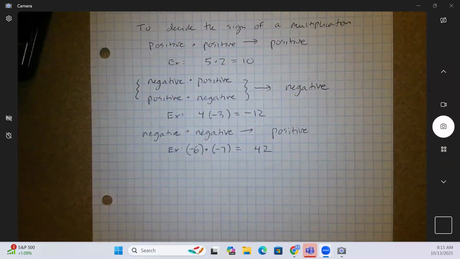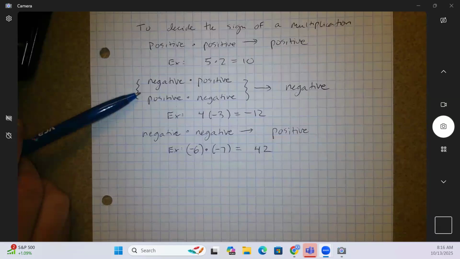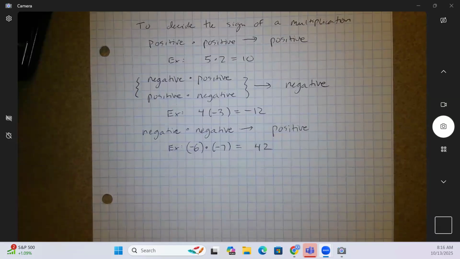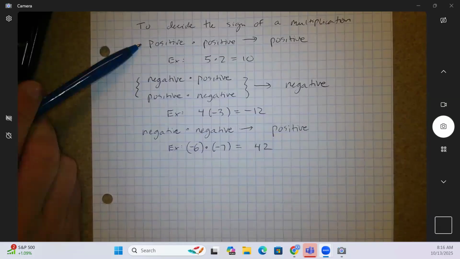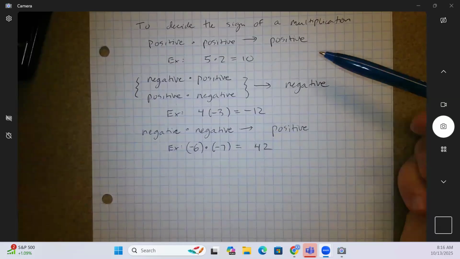The one the book says is 2 numbers with different signs will always have a negative product. I think it's easier to think of it as actually a negative times a positive or a positive times a negative. 2 numbers with the same sign, like a positive and a positive, or a negative and a negative, will always give you positive.